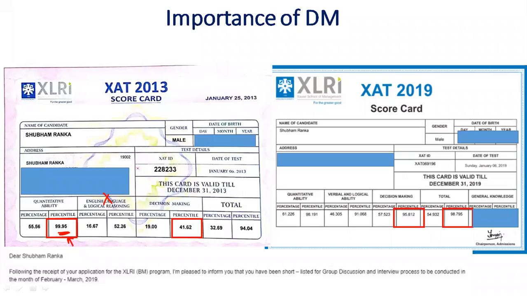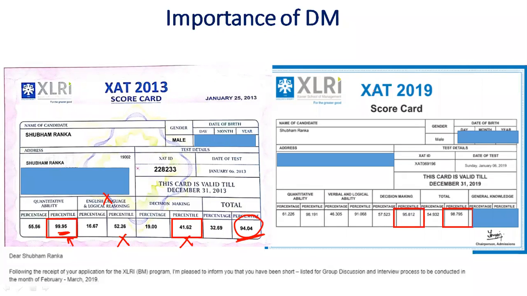I was very happy. But then the last column was my overall percentile, and my sectional cutoff was not clear in decision making. It was not clear in English as well. So at this percentile, I had zero calls from XIMB and others. No college had called me in 2013.